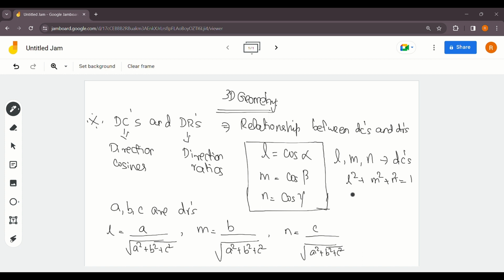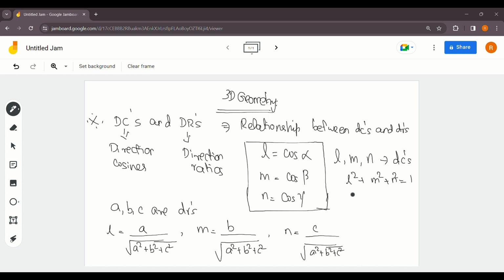So now this is the relationship connecting direction cosines and direction ratios. Here l, m and n are nothing but the DCs, and a, b and c are nothing but the ratios. So this is one important concept of this lesson.